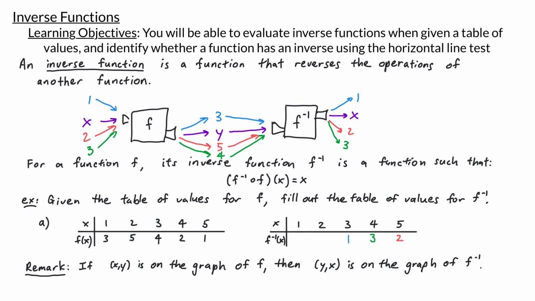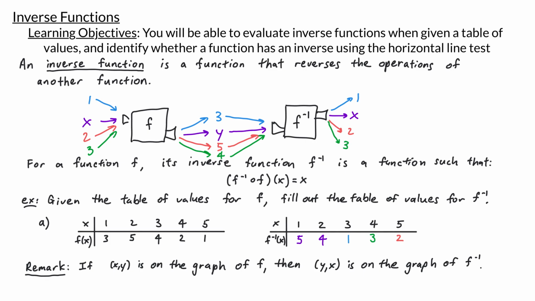So let's use this idea to help us finish filling out our table. In our table for f, we have this entry, which corresponds to the point (4, 2), which means that for our inverse function, we should have the point (2, 4), which means when we input 2 into the inverse function, we should get 4 as the output. Our last entry here for our table for f is (5, 1), which means that for my inverse function, I should have the point (1, 5). So when we input 1 into the inverse function, we should get the output 5.